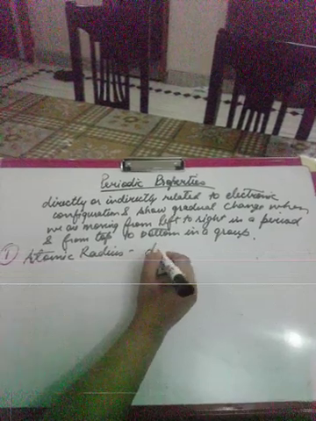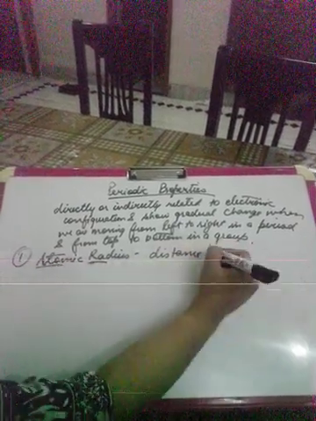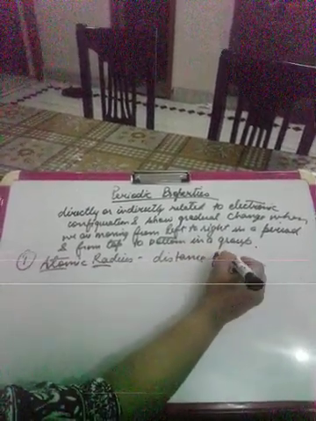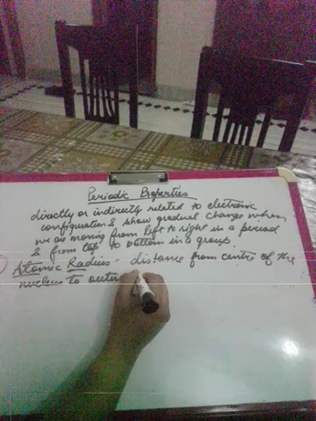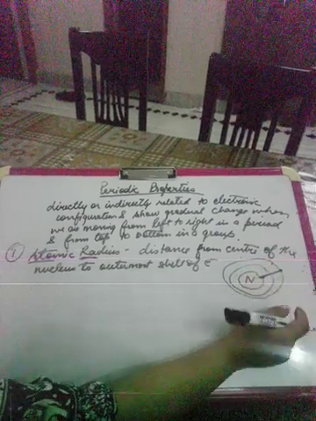Obviously, if we are talking about the atomic radius, there would be atoms. It is the distance from the center of the nucleus to the outermost shell of electrons. That means if this is the nucleus and our last electron is residing here, this distance is the atomic radius.